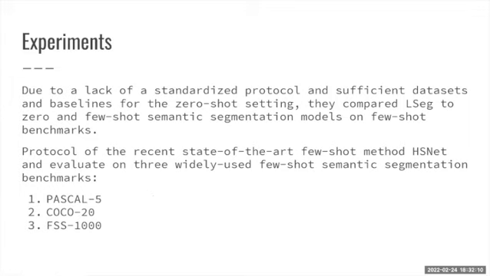So here in language segmentation, for zero shot and few shot semantic segmentation models on few shot benchmarks, there is a lack of standardized protocol and sufficient datasets. Baselines for the zero shot setting are available. So here there are three protocols. They compare against the recent state of the art few shot method, that is HSNet, and evaluate on three widely used few shot semantic segmentation benchmarks. First one is Pascal 5, second one is Coco 20, and the third one is FSS 1000.